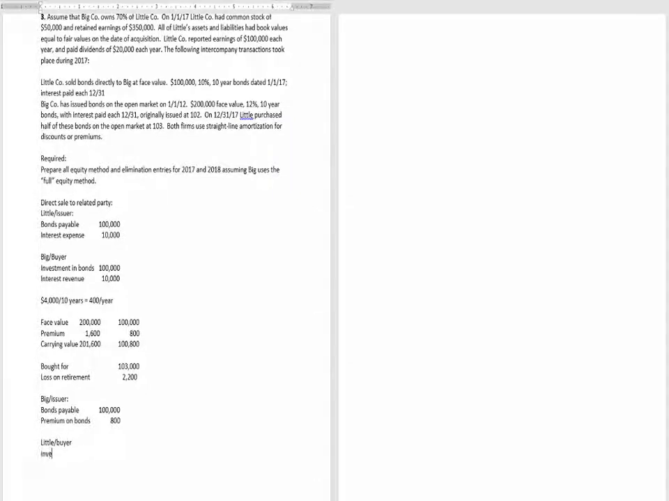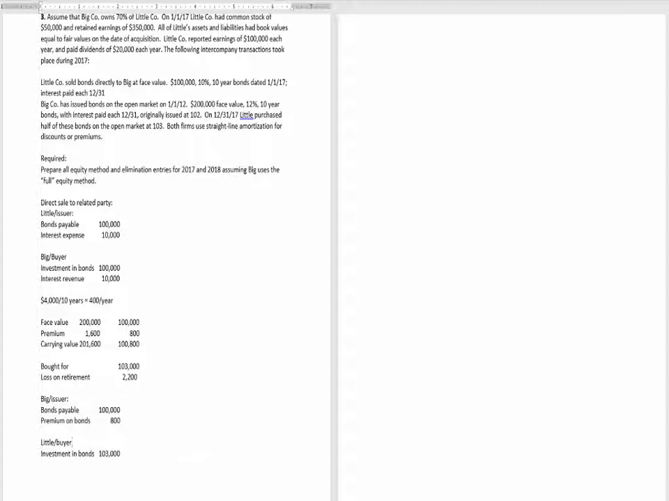They've got investment in bonds of $103,000. So when we do our elimination entries, basically we're going to close these against these. That'll be very straightforward, simply swapping, closing one against the other, nice and neat. When we do our elimination entries for this, we're going to have to eliminate these accounts, and obviously these aren't going to balance out to each other. The difference is going to be that loss on retirement.